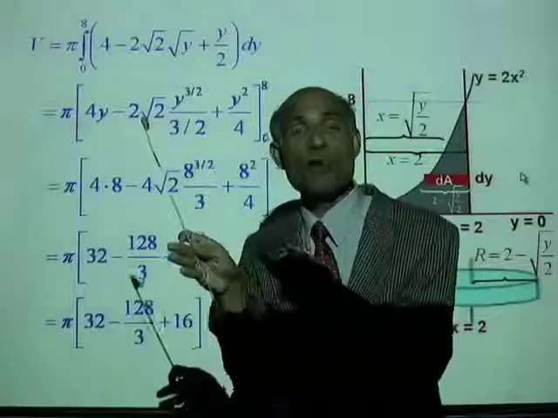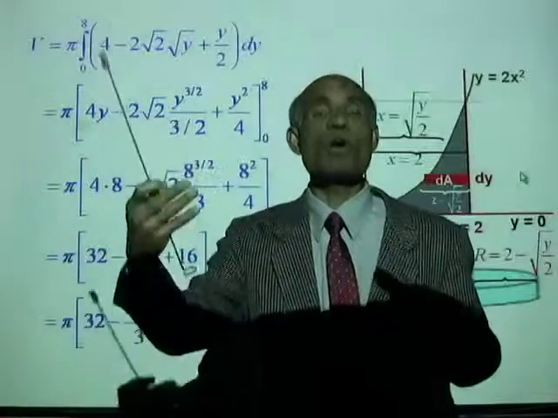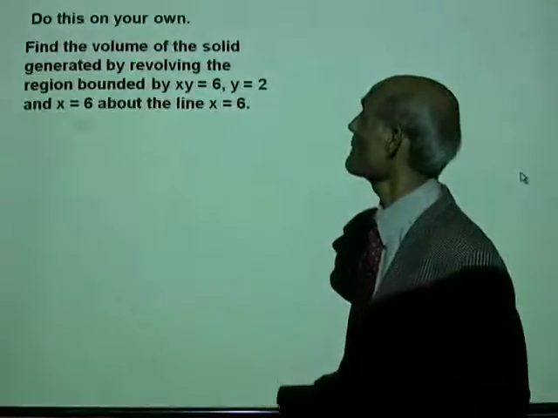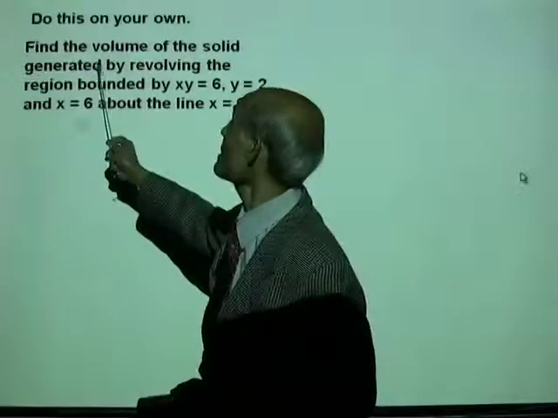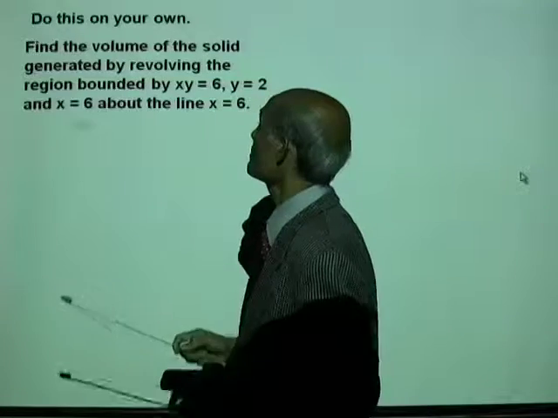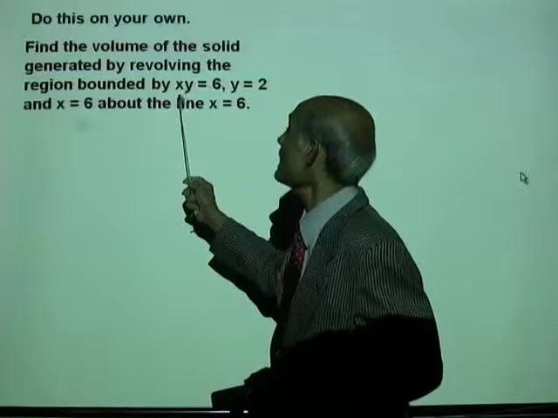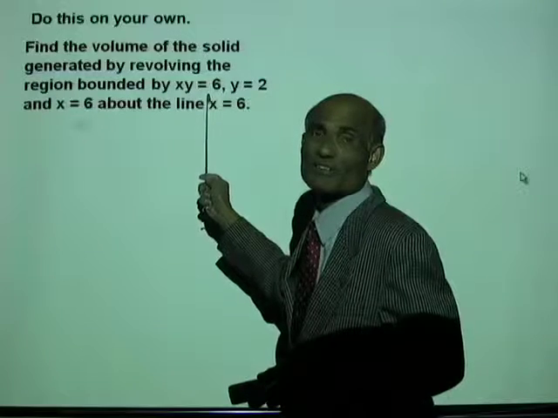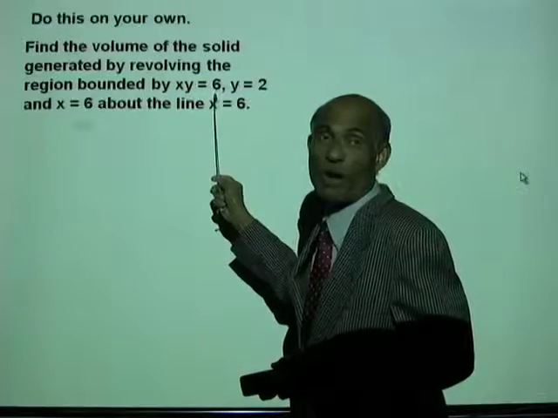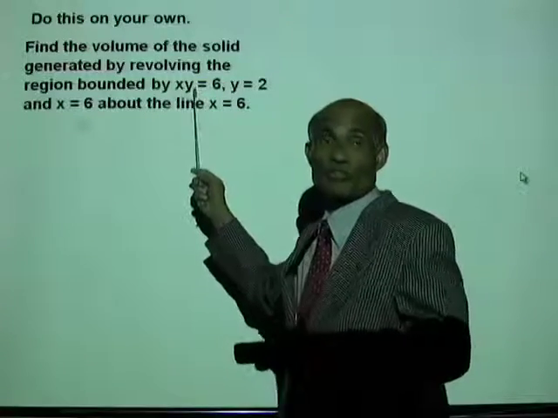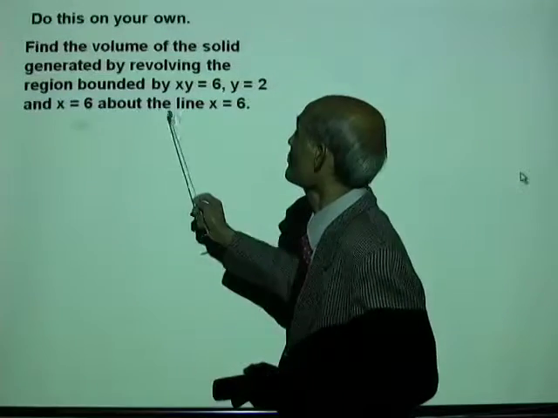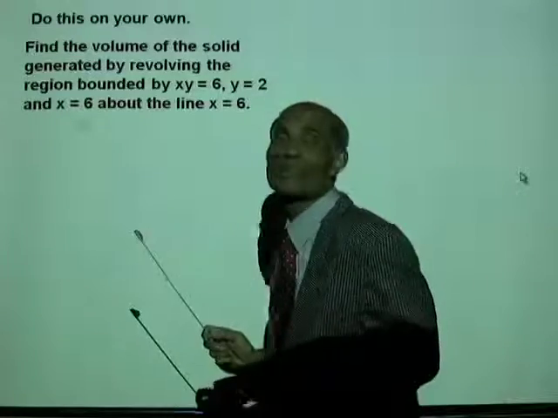So actually these 4 parts of the problem give you all the skills you need to solve any problems of this type. And now try this on your own. Find the volume of the solid generated by revolving the region bounded by xy equal to 6. Now you can take it as x equal to 6 over y, or y equal to 6 over x, and so on. So xy equal to 6, y equal to 2 and x equal to 6, about the line x equal to 6.